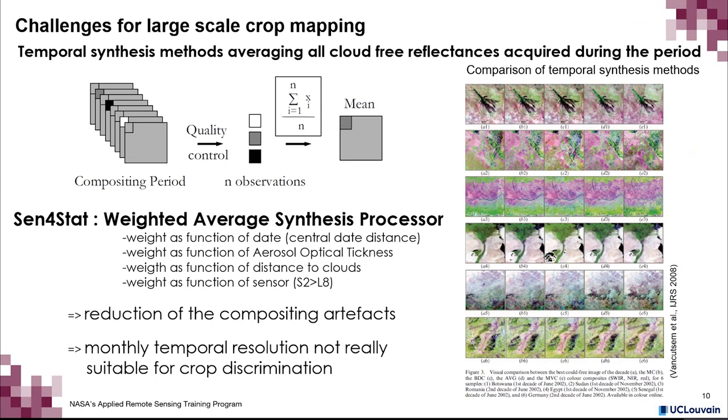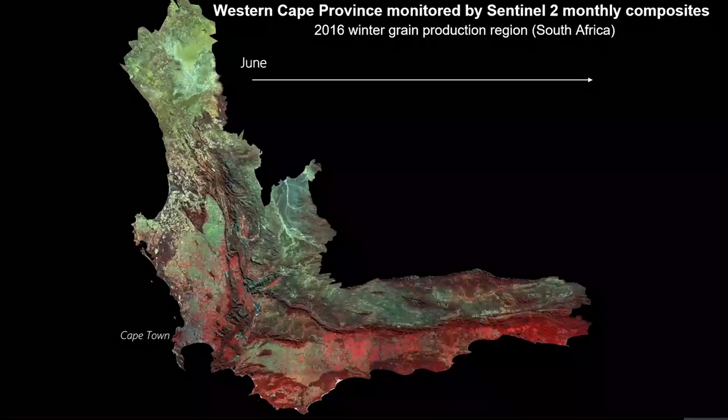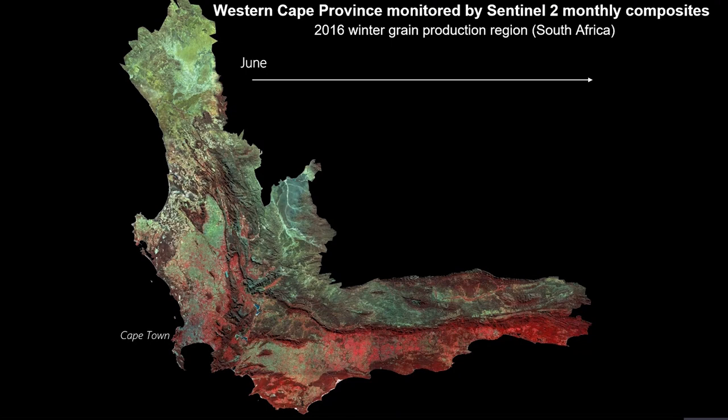Still, the monthly temporal resolution is not suitable for crop discrimination. However, in some countries where the cloud-free syntheses are so good, it could be feasible to use this monthly temporal series for crop discrimination.